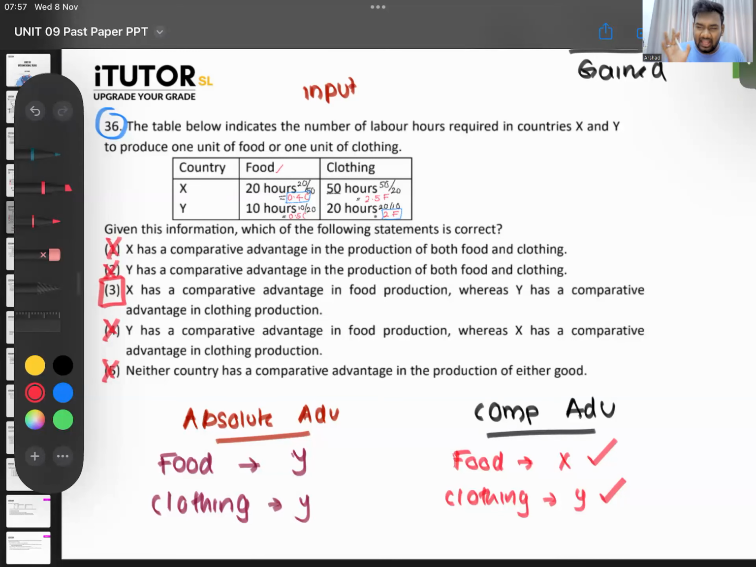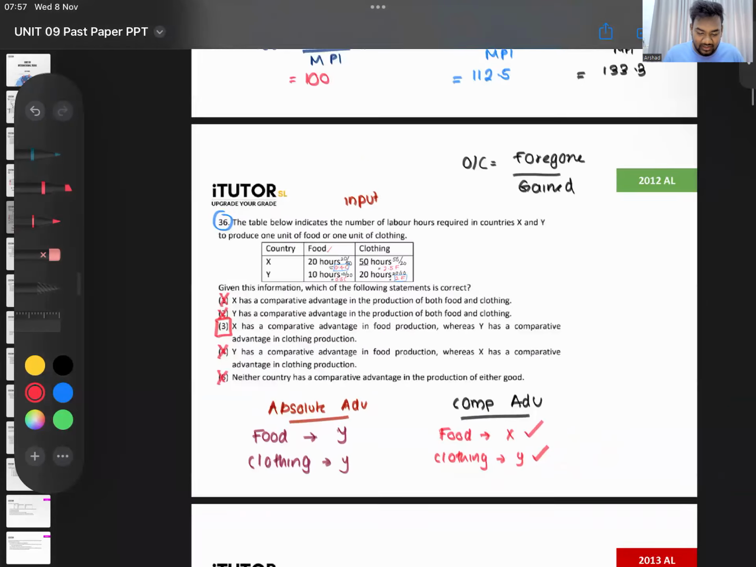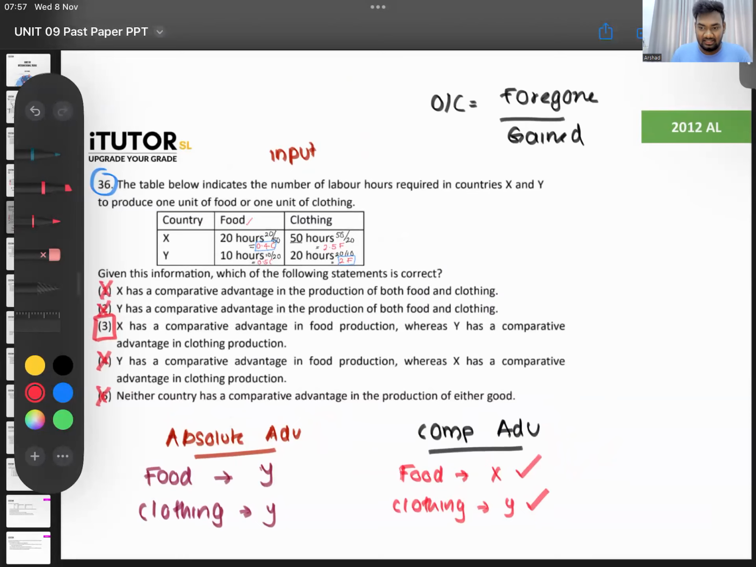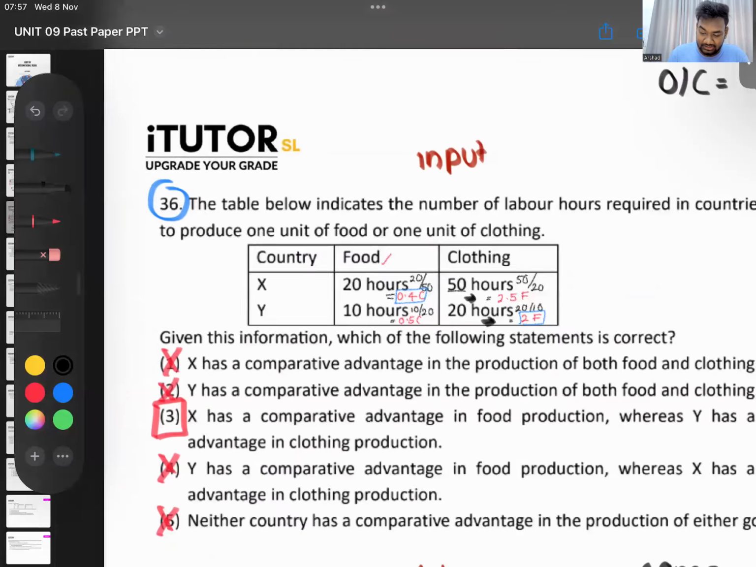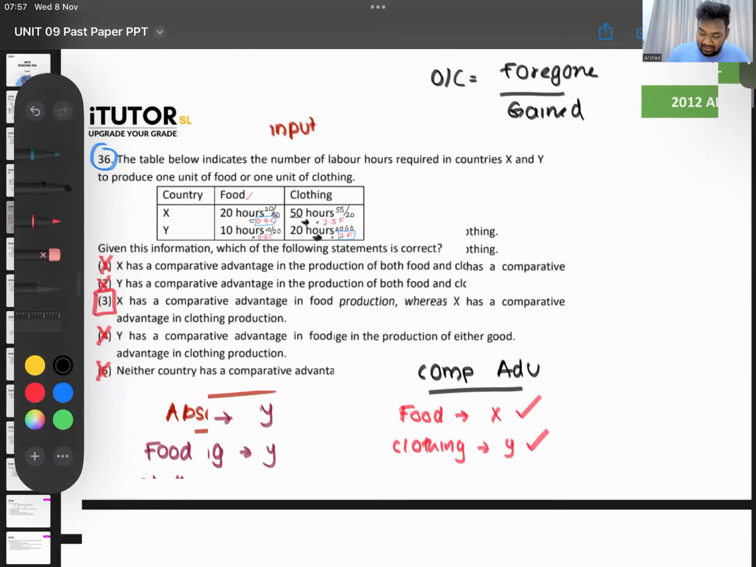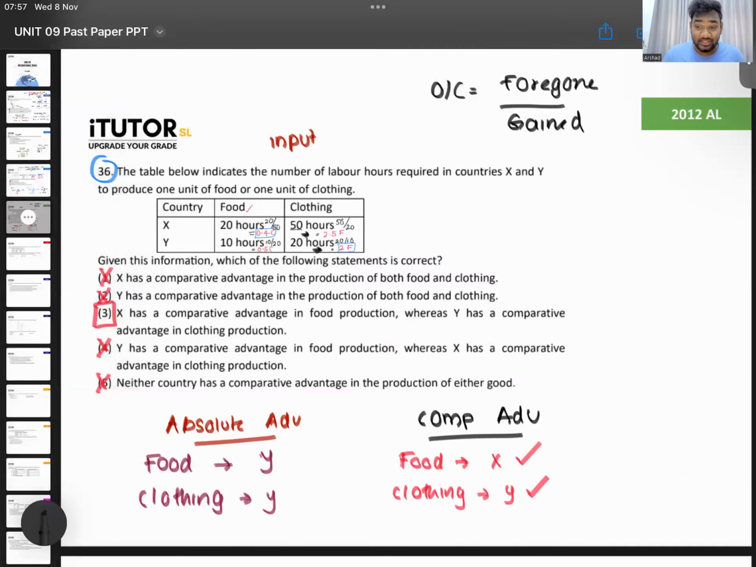Same question. Every year they will ask by changing the input or output approach, by changing the numbers. Is this okay? 2012, question number 36. Why Y for clothes? Because they have the lower opportunity cost. If you take clothes, country X's opportunity cost is 2.5, Y's opportunity cost is only 2. So whoever has the lower opportunity cost has the comparative advantage. Done. That is 36. There is only one question, so 2012 is done.